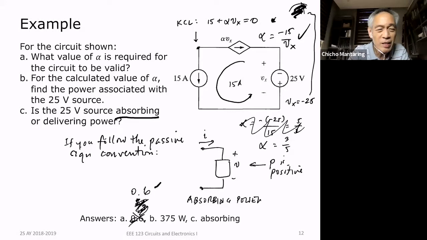If Vx is, yes, that's right. No, Vx is negative. Vx is negative because if you take a look at the polarity of this Vx, it is opposite the polarity of the voltage source, right?